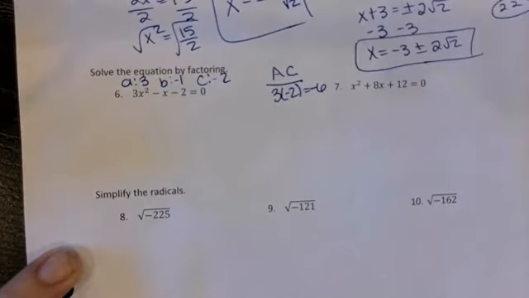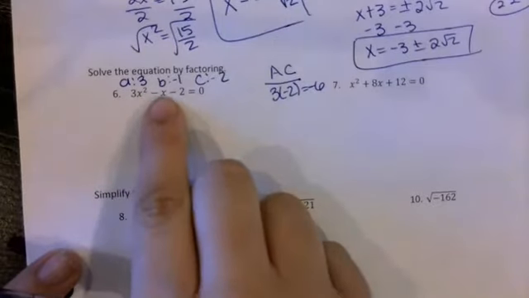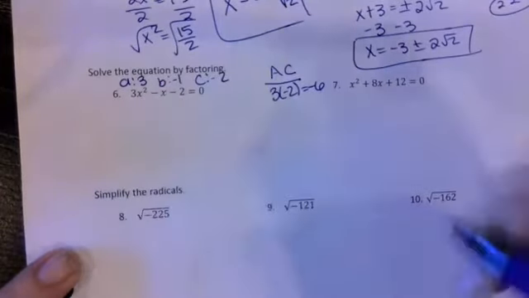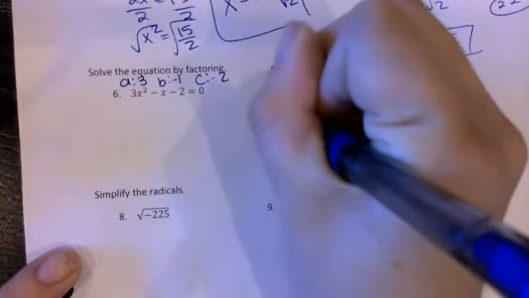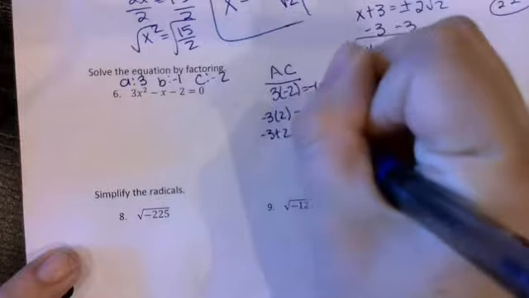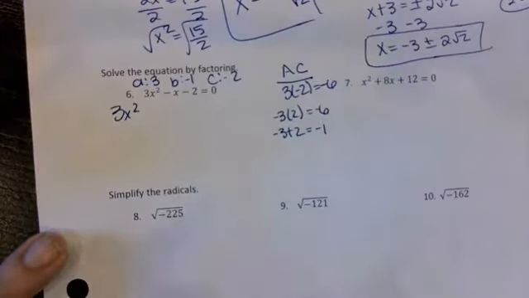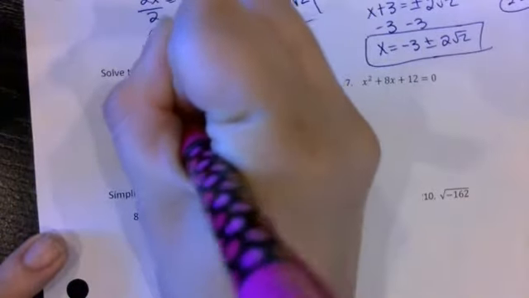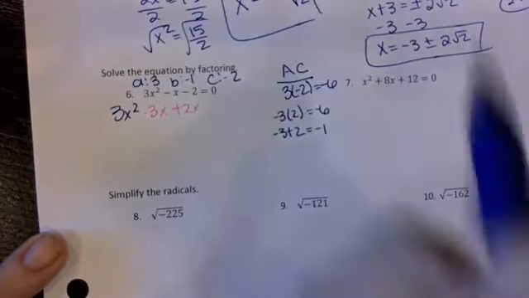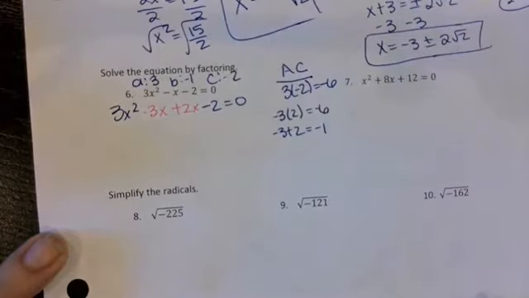So I am looking for something that multiplies to negative 6, my AC value, and adds to my B value of negative 1. So negative 3 times positive 2 equals negative 6, and then negative 3 plus 2 equals negative 1. So that's what I'm going to split my middle number up into. So I have 3x squared, and then I'm going to have minus 3x plus 2x minus 2 equals 0. And then I want to split it up into 2 groups so I can divide out what they have in common.